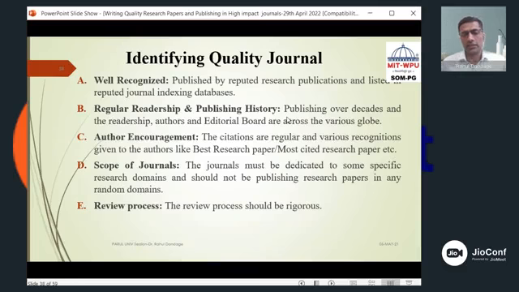Identifying the right journal: the journal should be well recognized, and it should have regular readership. Once you see the readership of the journal and how many years it has existed, if the journal is 50 years old or 100 years old, definitely it is a reputed journal and we should incorporate that journal into our basket. Check whether the journal encourages authors, what the scope of the journal is, whether our research area and the scope match or not, and what the review process is. There must be a rigorous review process; only then can we say the journal is a recognized journal.